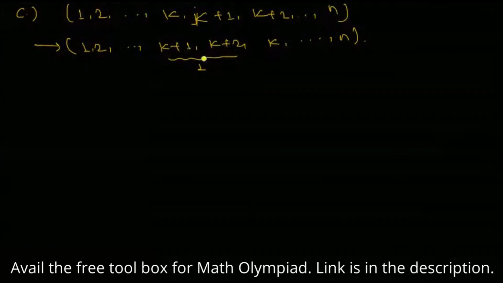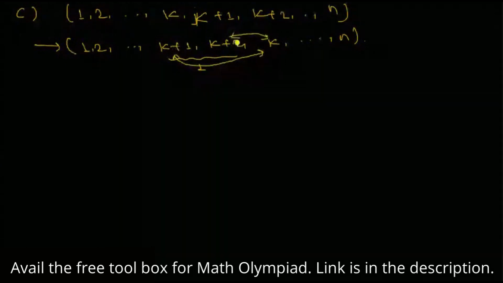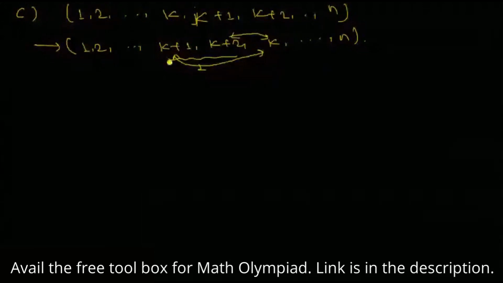So this is because of this. Here is one inversion because of k plus 1 and k, and here is another inversion, right? K plus 2 and k. So the total is two inversions here as well. So let's start counting the possible number of ways.